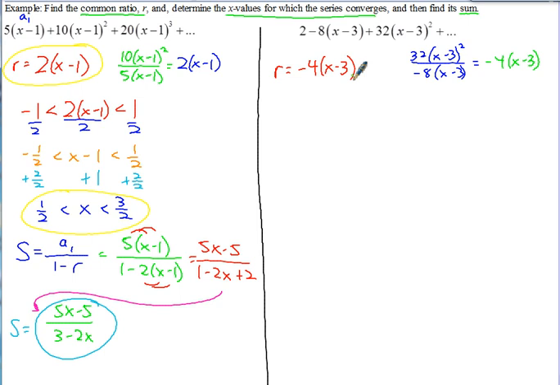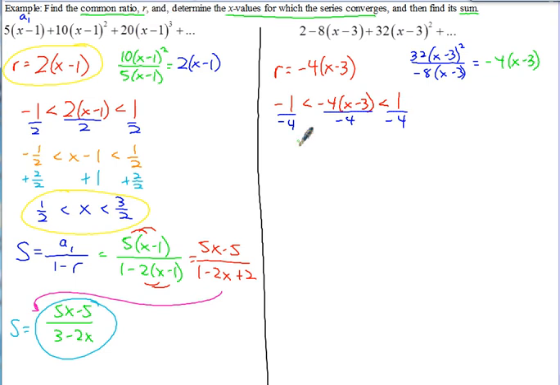And again, for this to converge, this common ratio r has to be between -1 and 1. So you can see -1 is less than -4(x - 3), which is less than 1. And again, here you could distribute out the -4, but it's probably a little more efficient to just divide everything by -4 first, all three parts of the inequality.